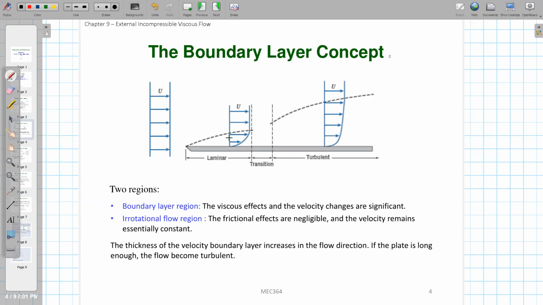And inside this boundary layer, if you look at the velocity profile, at the wall the velocity will become zero. And then it will have a large gradient inside, and at the boundary of this boundary layer, it will be close to this u velocity. So in other words, for the flow over a flat plate, we can separate the flow region into two parts.